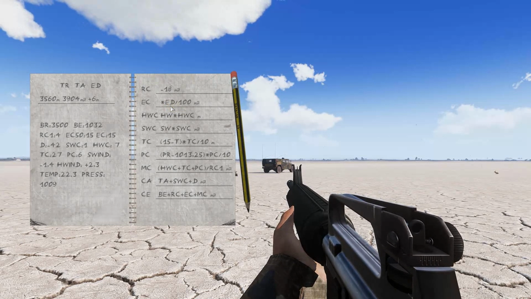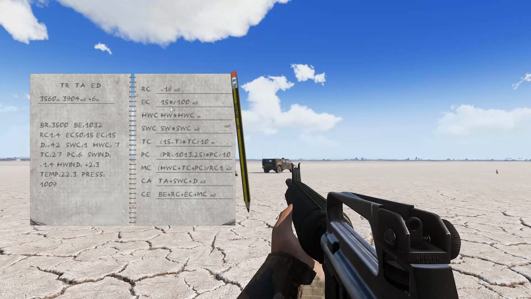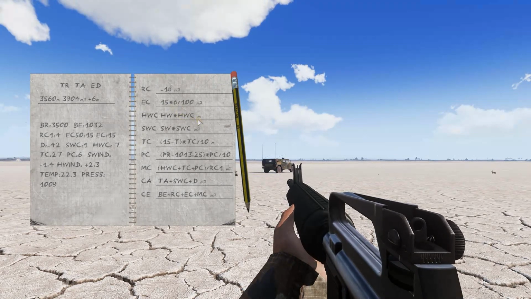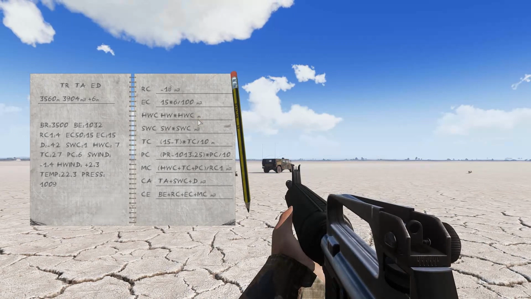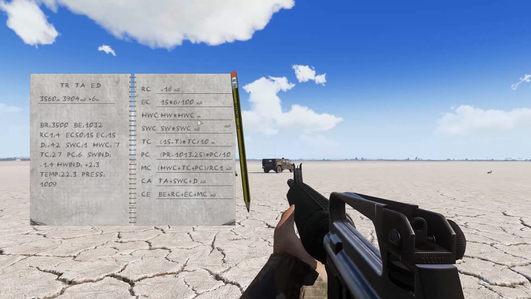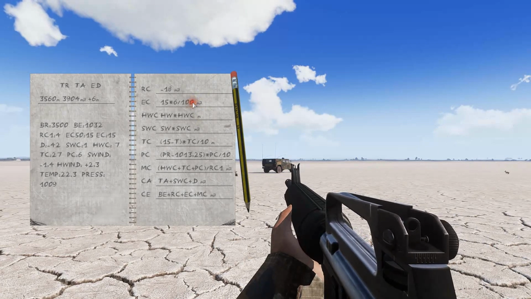So the elevation compensation number was 15. Our actual elevation difference was plus 6 meters, and we need to divide it by 100. That's not going to be something big, but it is 0.9 mils. You round up at the end, that is 0.9 mils.